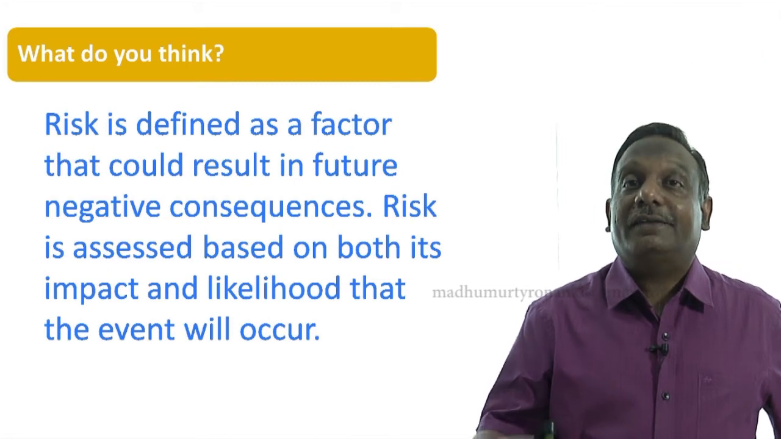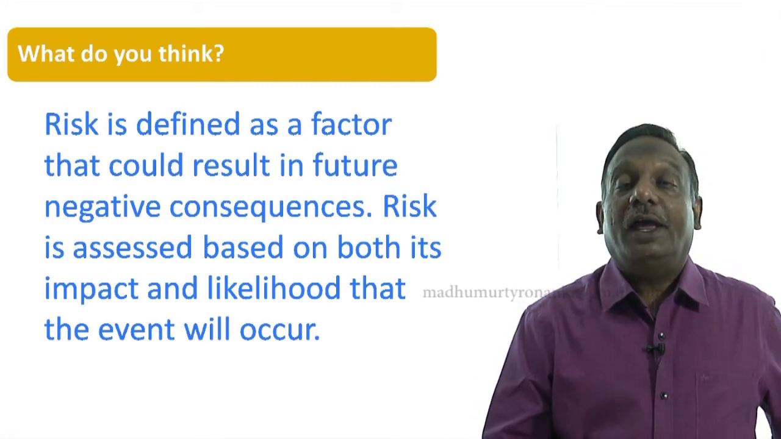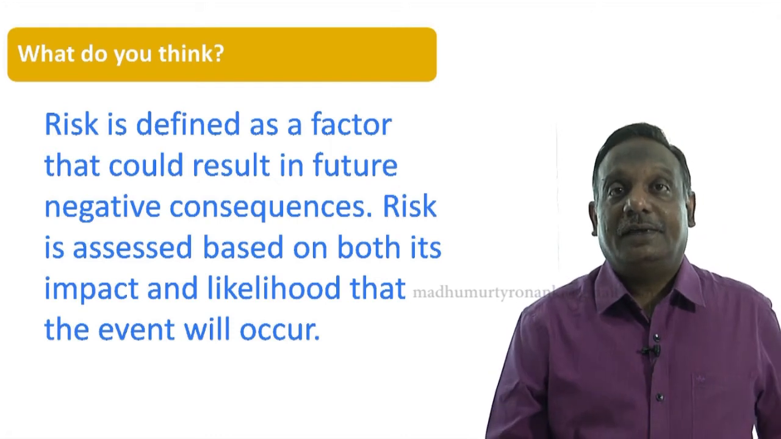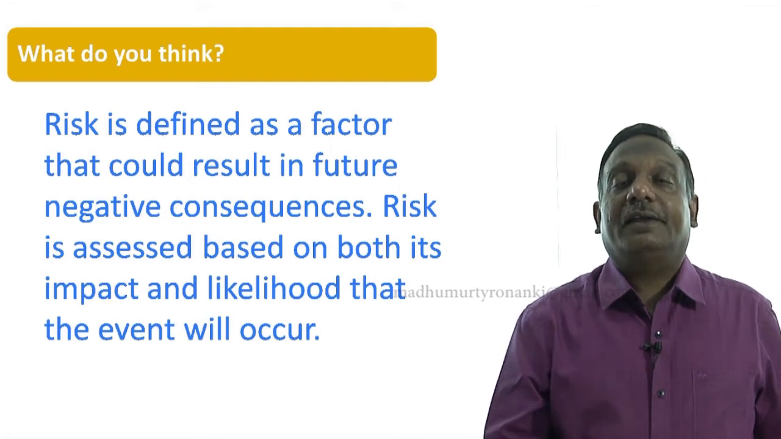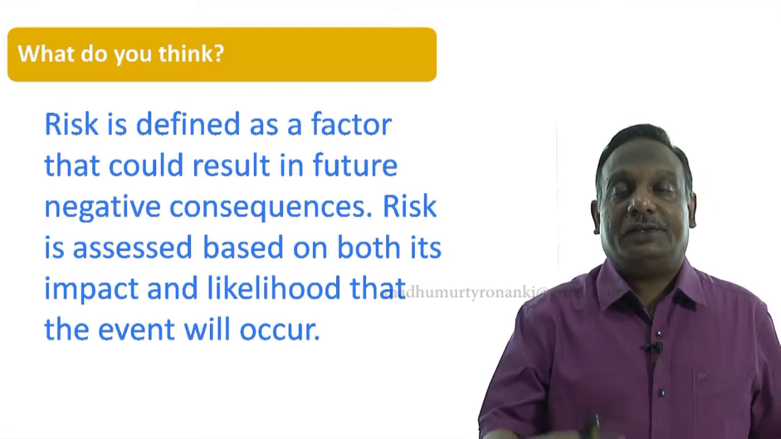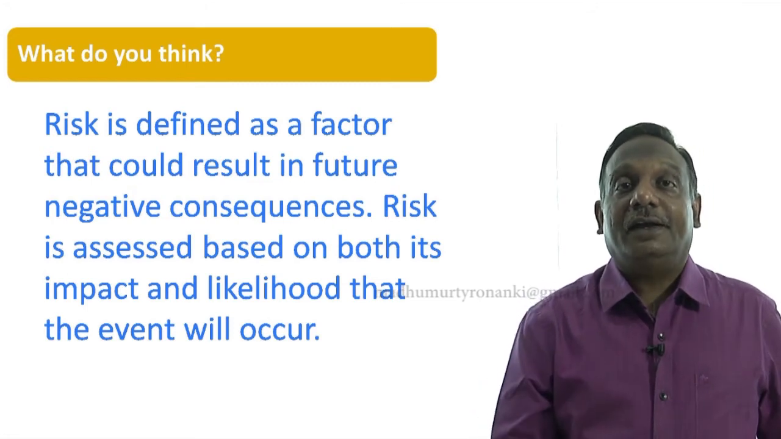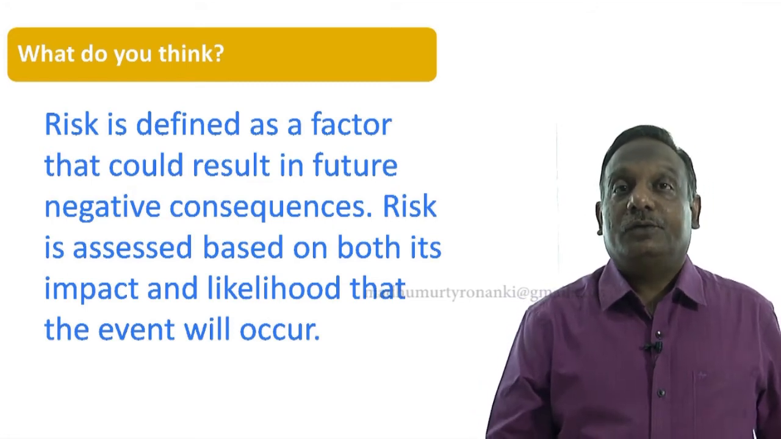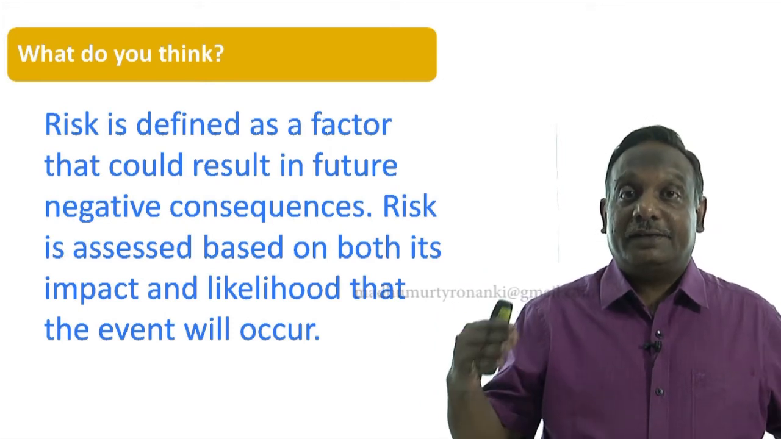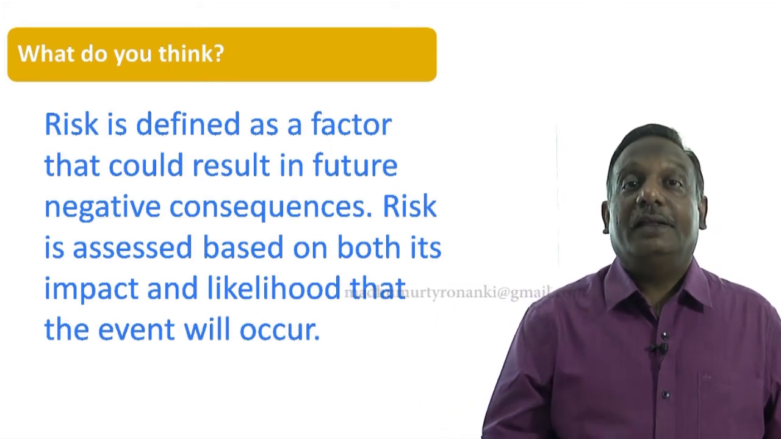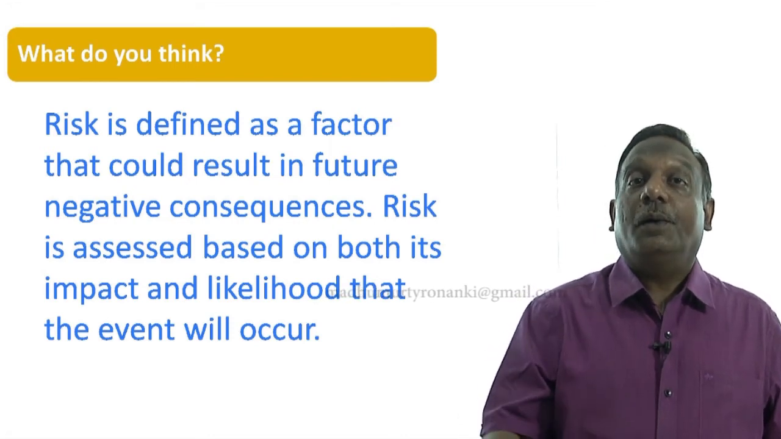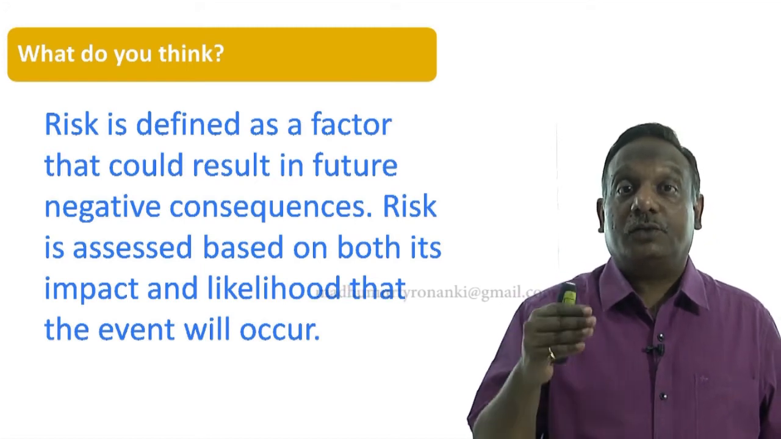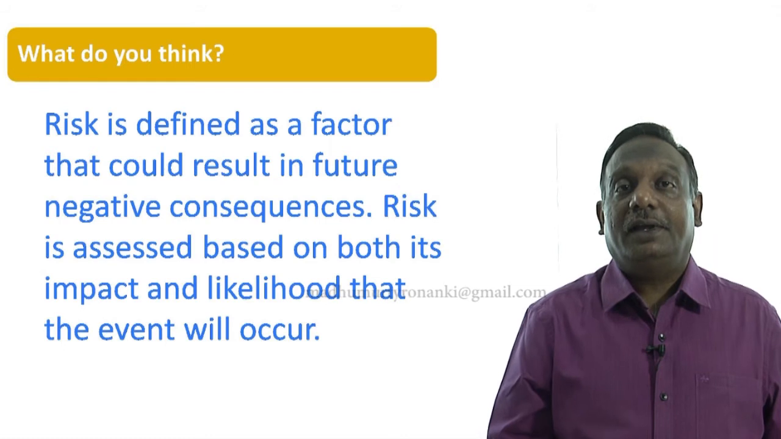So risk is assessed both on its likelihood and, if the risk occurs, what kind of inconvenience will be caused to us, or what kind of loss or damage can happen because the risk really occurred, and that is called impact. So the way we define risk is as a factor that could result in future negative consequences, and risk is assessed both on its impact and also the likelihood that the event will occur. That is how we define risk.